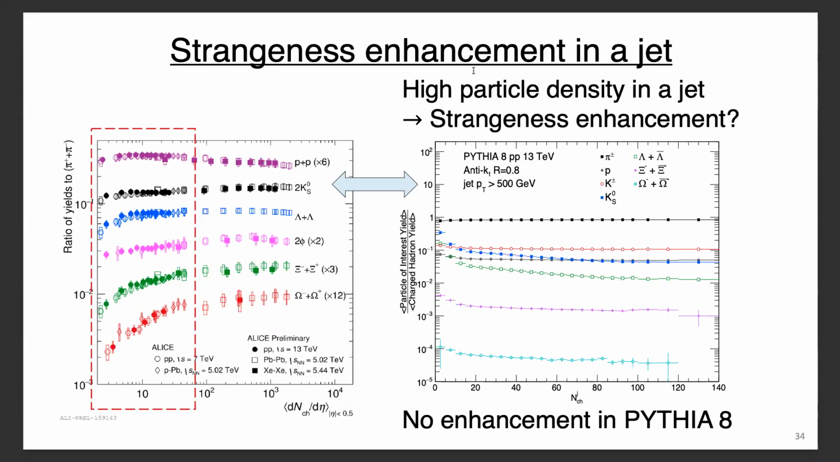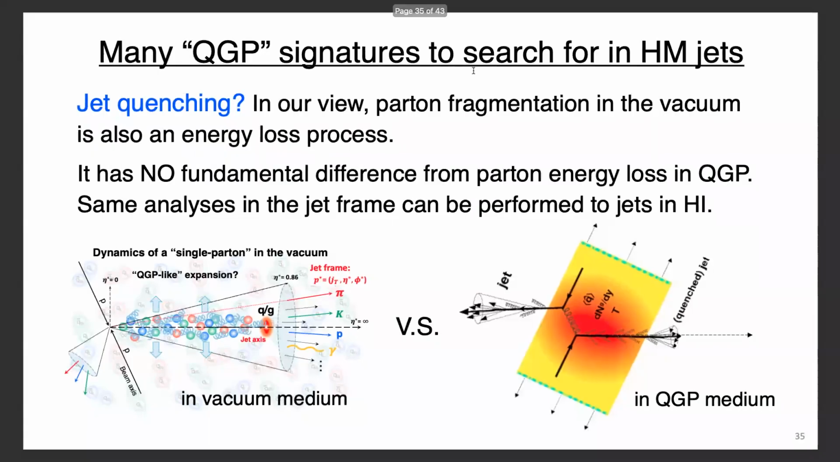Have you run anything for PYTHIA8 plus Rope and Shove? But I don't think they modify the fragmentation, so I don't believe this effect is there, but we can try. And there are many other things you can ask about. Is there jet quenching? But in our picture, actually, the parton fragmentation in the vacuum is the energy loss process.